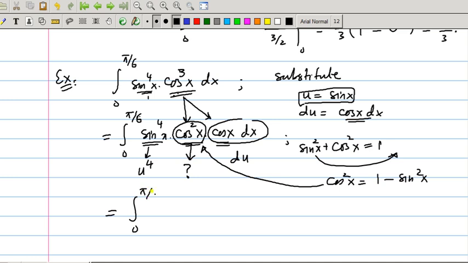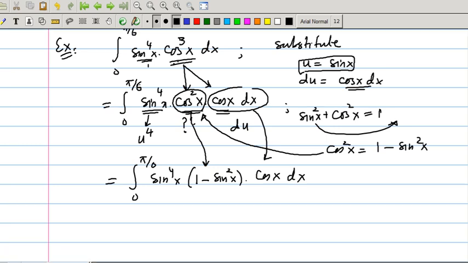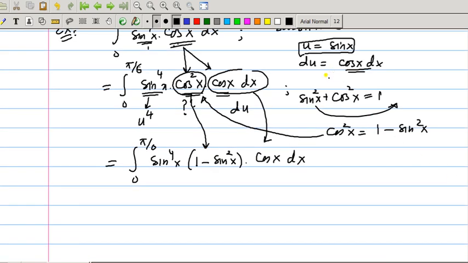So 0 to pi by 6 sine 4x, and this cos cube x will become 1 minus sine square x, and this remains as it is, cos x dx. Now I have no issues. Now this substitution will help. It will give me u to the power 4, this will become 1 minus u square, and this will become du, right?